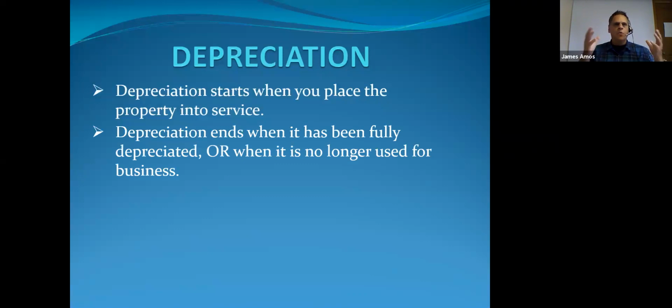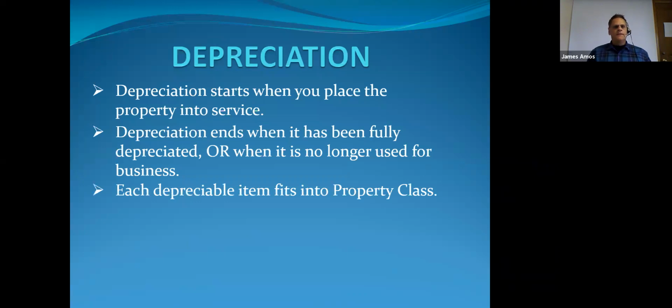So what do you depreciate of an item? You depreciate what value of an item? Cost basis. The cost basis. That's exactly right. So if you've been depreciating long enough that you've gotten the entire cost basis used up, you're done with depreciation because you can't depreciate more than the cost basis. Or when you stop using it for business, even if you have not used up all your cost basis. Okay, so that's when depreciation ends. It starts when you place property in service. It ends when it's completely depreciated or you're no longer using it for business.